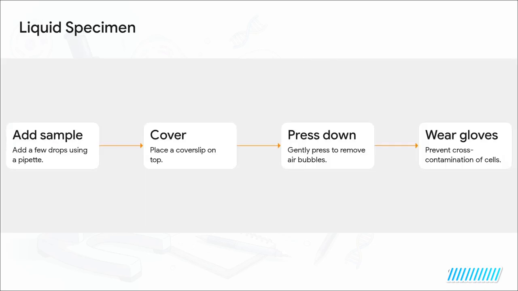Of course, to see anything at all, we've got to prepare our specimens super carefully on a little glass slide. Let's walk through it together. Imagine you're a real lab scientist for a second. For a liquid specimen, you add a few drops of your sample using a pipette. Then, you place a cover slip right over it. The trick here is to gently press down to remove any air bubbles. Trust me, bubbles look like giant, confusing alien rings under a microscope. And, super importantly, always wear gloves to make sure you aren't accidentally looking at your own skin cells instead of your specimen.